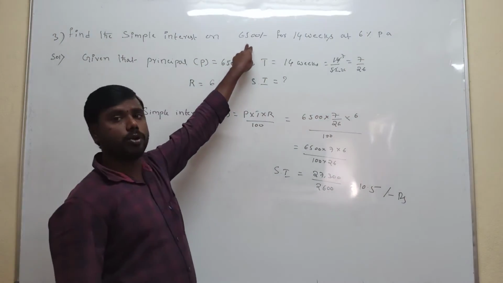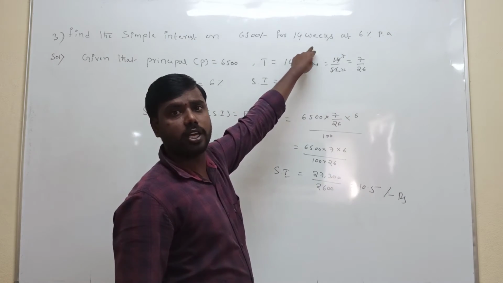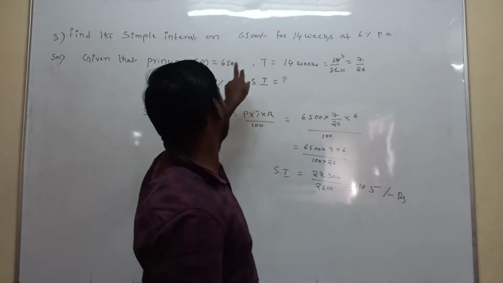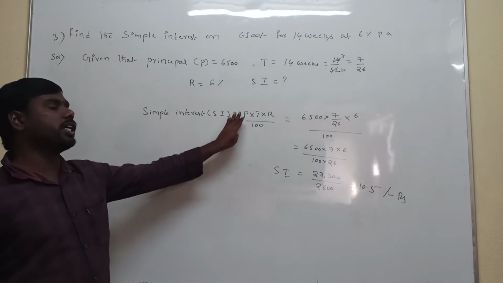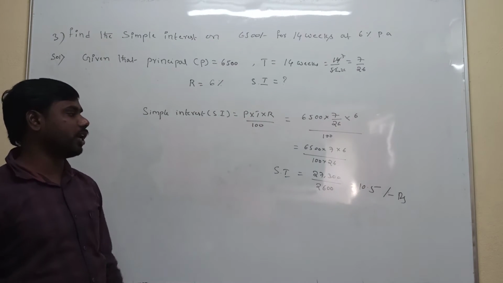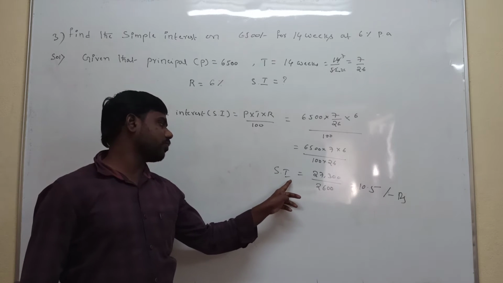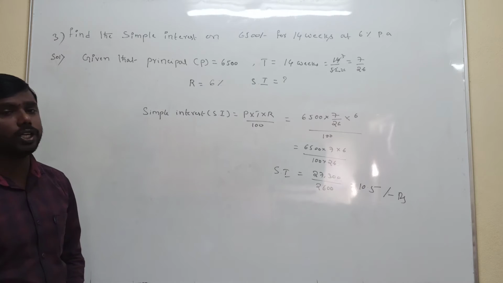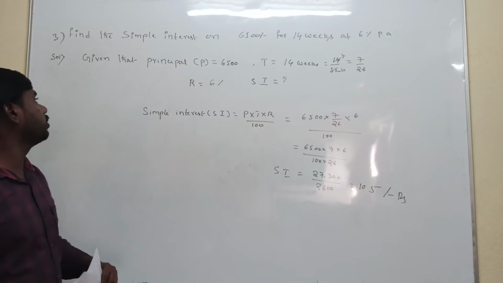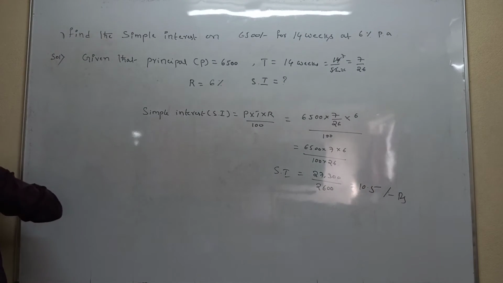The given principal amount, the given time 14 weeks, to convert to years is 14 by 52. Rate of interest given is 6%. We need to calculate simple interest; the formula is PTR by 100. Now substitute the values. Finally, for simple interest we got the value 10.5 rupees. So, did you understand? Next we are going to the next problem, the last problem in this method.